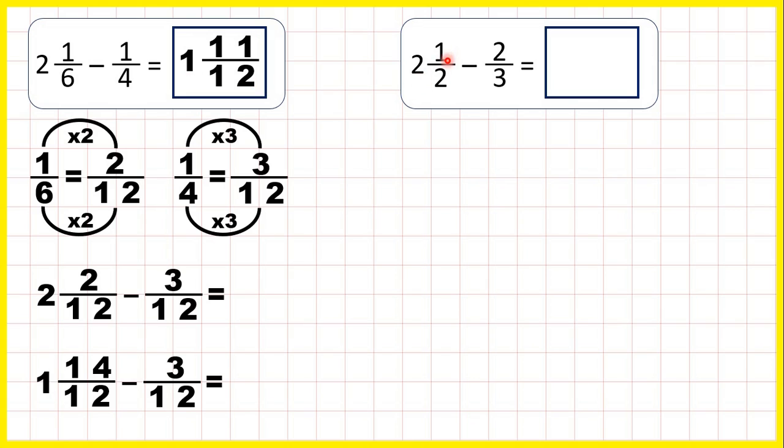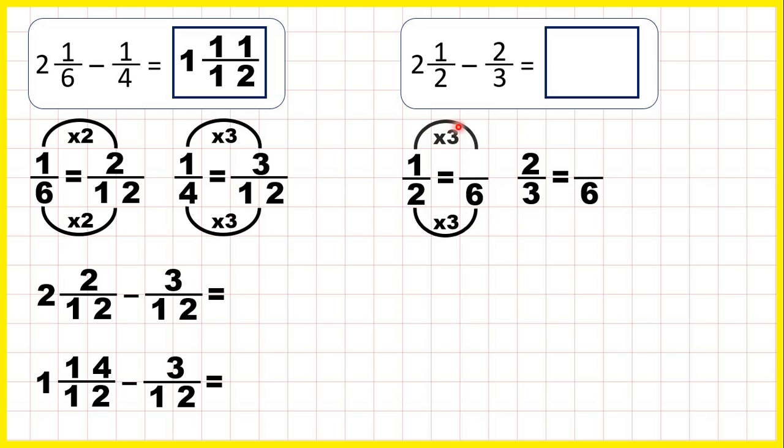Now 2 and a half minus 2/3. So we need our fractions to have common denominators, and 6 is in both the 2 and the 3 times table, so we can use 6 as our common denominator. 2 times 3 is 6, 1 times 3 is 3, 3 times 2 is 6, and 2 times 2 is 4. So we can rewrite our question.